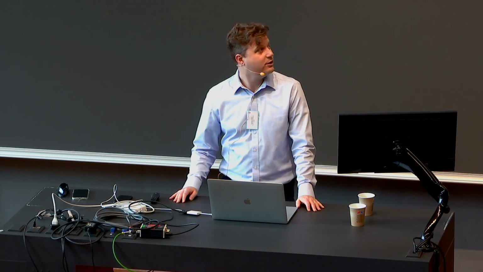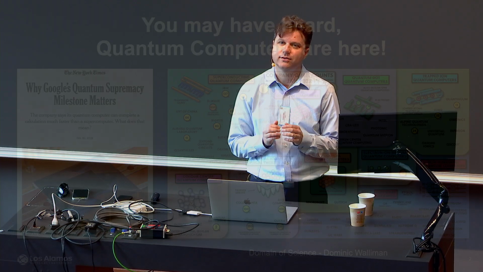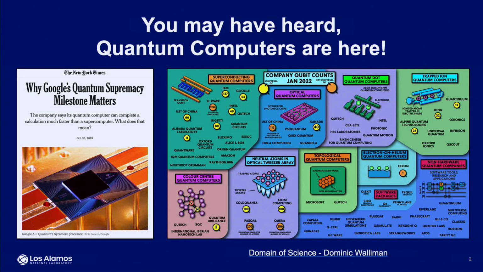On top of Google, there's actually a lot of different companies working in quantum computing. I'm showing an infographic on the right from Domain of Science, made by a really great science communication person named Dominic Walliman. In this picture, each circle is a particular quantum computer that is on the market or has been announced, with a number of qubits on the inside of it. This is somewhat old. Two years old is like ancient history in quantum computing time, so there's many more now. And every line of text in this image is a company that's working in quantum computing. There's just a huge number of people working on this, and it's a very exciting time.